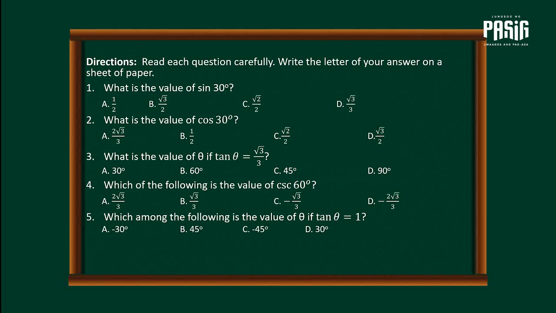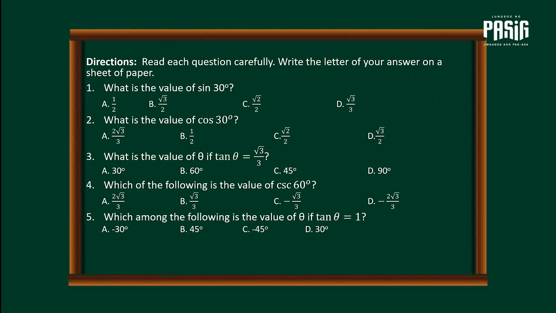Number 2. What is the value of cosine 30 degrees? A. 2 the square root of 3 over 3. B. 1/2. C. The square root of 2 over 2. Or D. The square root of 3 over 2. Number 3. What is the value of theta if tangent theta is equal to the square root of 3 over 3? A. 30 degrees. B. 60 degrees. C. 45 degrees. Or D. 90 degrees.